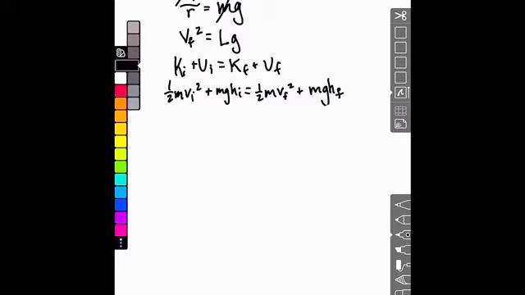So the next part here is to plug in 0 for the initial height, because we can just set that at 0 for our problem to make it easier. And then you want to recognize that v final squared here is the same as LG as we found in the first part of the problem. So you just plug in LG here. And then the final height will be the length of the cord plus the length from where the bob started to the point of rotation.